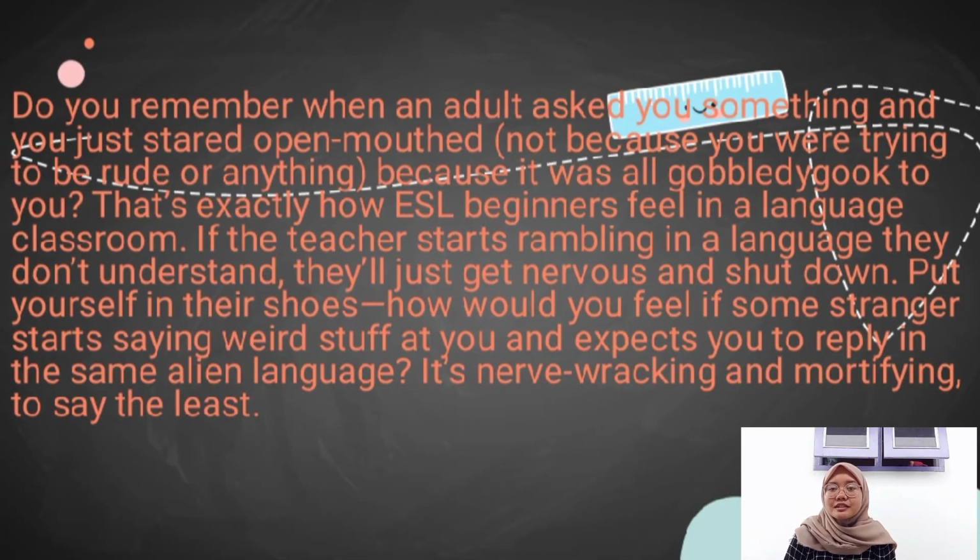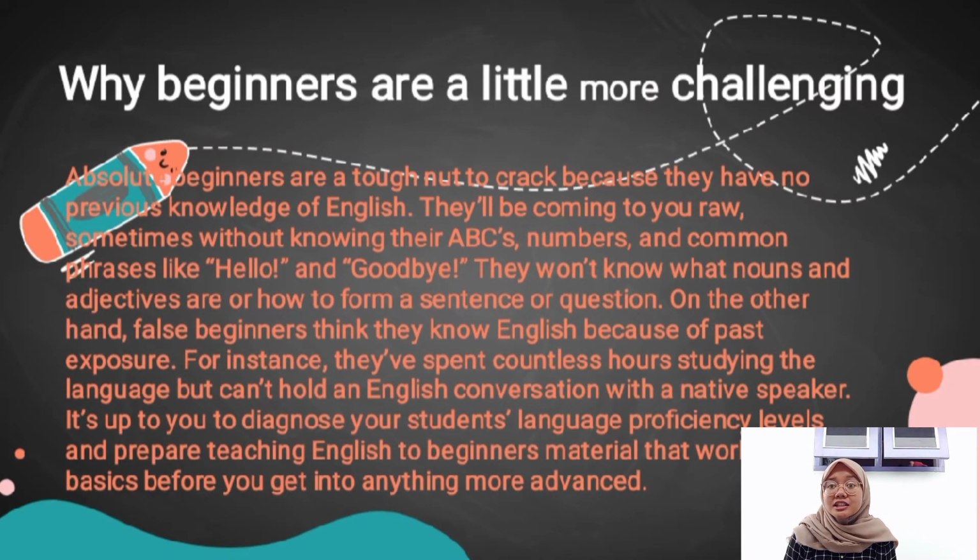English by nature is very intangible and abstract. Children, on the other hand, are very literal and concrete. Do you remember when an adult asked you something and you just stood open-mouthed because it was all gobbledygook to you? That's exactly what ESL beginners feel in the English classroom. When the teacher starts rambling in a language they don't understand, they will just get nervous and shut down. Why are beginners a little more challenging?